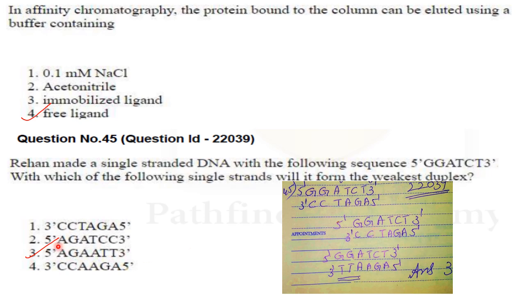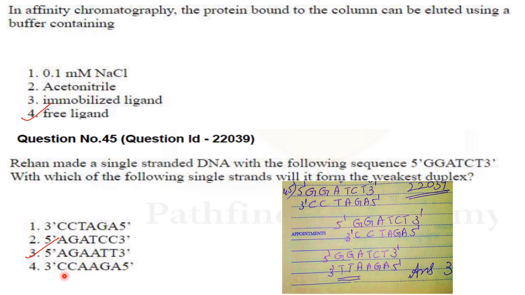Now the third one, if you see, AGAATT 3'. So this is the sequence that you have, and this is AGAATT. It is nowhere complementary to this particular sequence. So it will not form complementary base pairing, and it will form the weakest duplex.